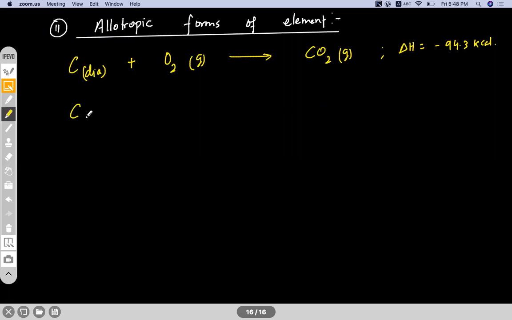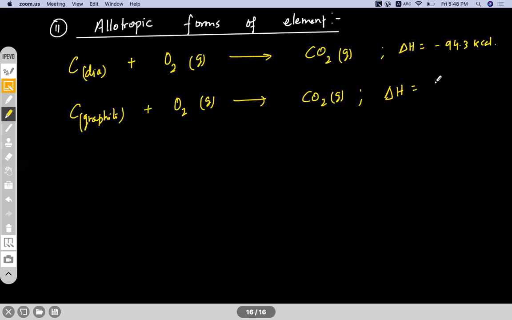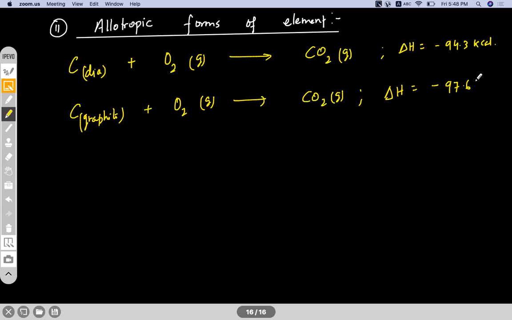And if the carbon, if you take graphite with O2 gas, forms CO2 gas. Delta H for this reaction is minus 97.6 kilocalorie. So you see different value we are getting. So allotropic form is also a factor we have here. Apart from these two, we can have other factors like temperature. Not always, but temperature also you can consider.